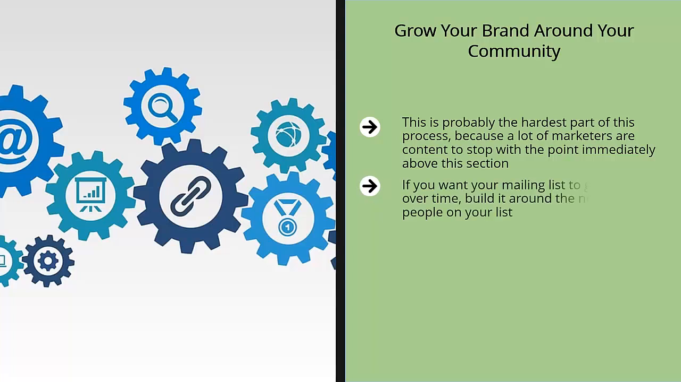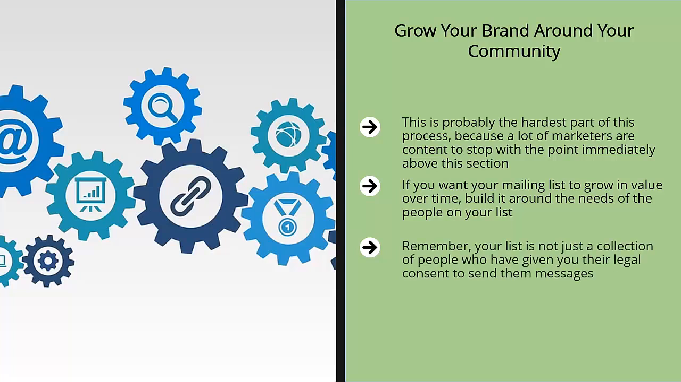If you want your mailing list to grow in value over time, build it around the needs of the people on your list. Hold contests, hold AMA sessions, hold photo contribution contests or projects. Ask individual members if you can turn them into case studies. These are just some of the many ideas that you can use to build community. Remember, your list is not just a collection of people who have given you their legal consent to send them messages. Your list is a relationship. Treat it like one.